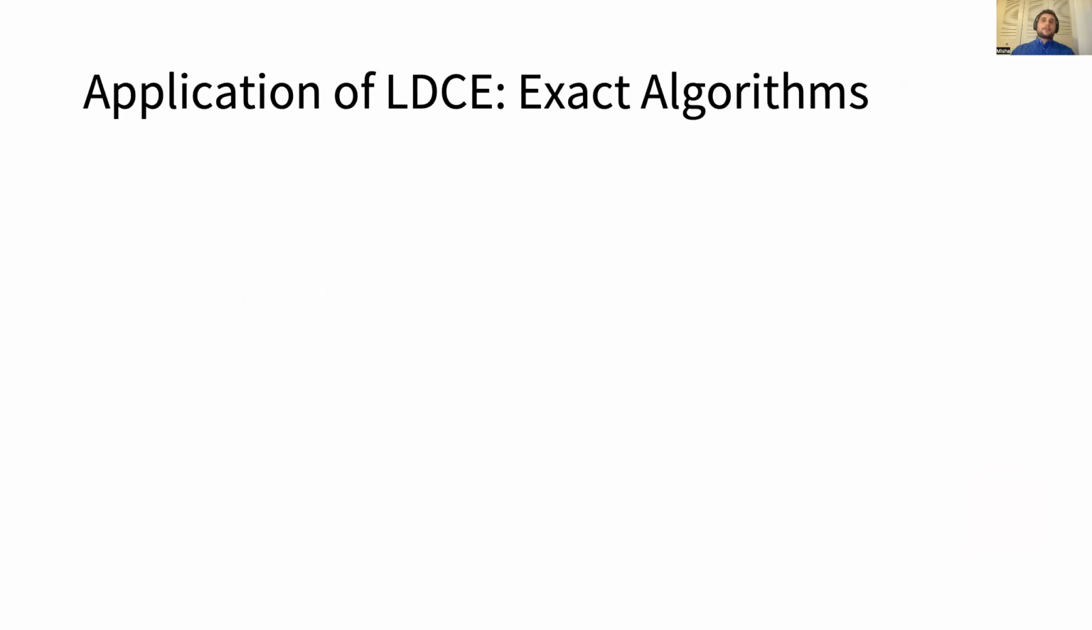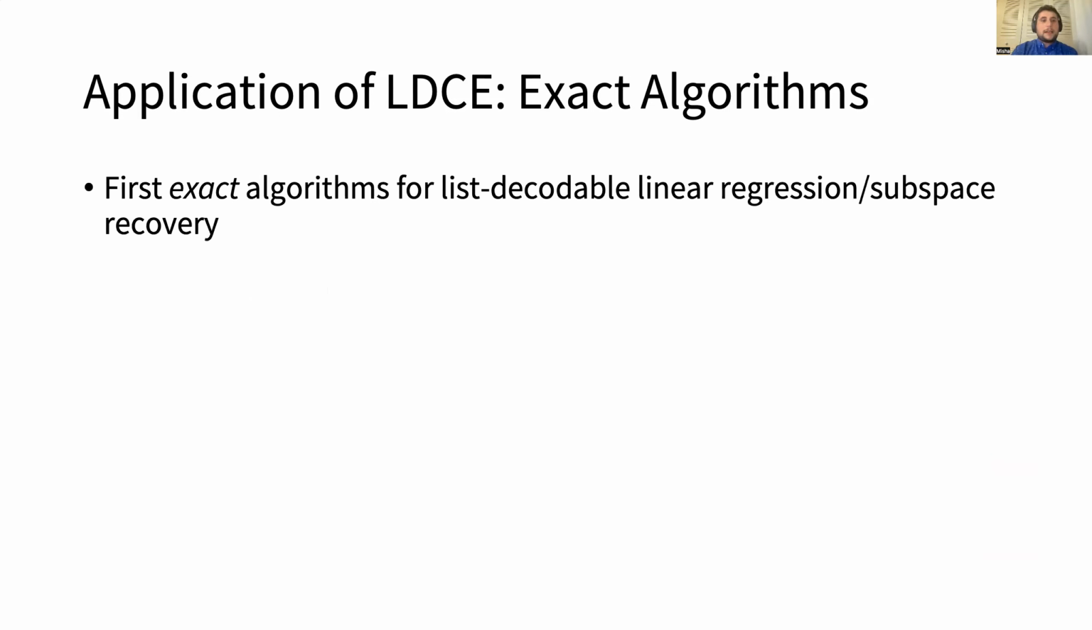So as a consequence of list decodable covariance estimation, as mentioned prior, we have exact algorithms for some subcases. In particular, we obtain the first exact algorithms for list decodable linear regression and subspace recovery. Now, to recall what those problems were, linear regression asked for a covariance matrix with codimension 1, and subspace recovery asked for a covariance matrix, which is actually a projection matrix.